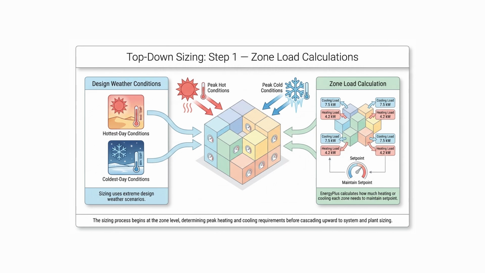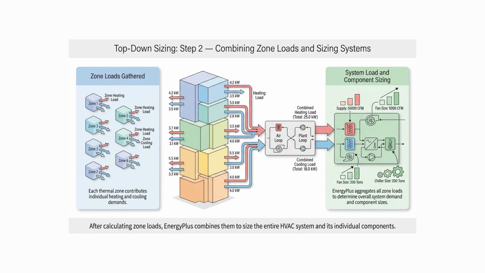First, EnergyPlus performs a load calculation for each thermal zone. This calculation is based on extreme design weather conditions, representing the hottest and coldest scenarios the building might experience. The idea is to determine how much heating or cooling is required to keep each zone at its thermostat setpoint during peak conditions. If this sounds familiar, it's because the concept is very similar to the ideal air loads approach we discussed earlier, where the simulation determines the amount of energy needed to maintain indoor comfort. Once the heating and cooling loads are calculated for every thermal zone, those loads are combined to determine the total load that the HVAC system must handle.